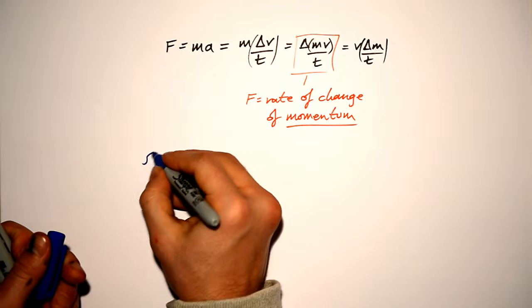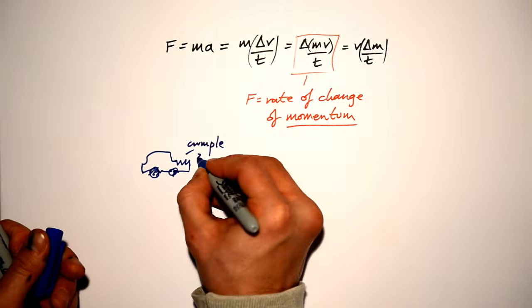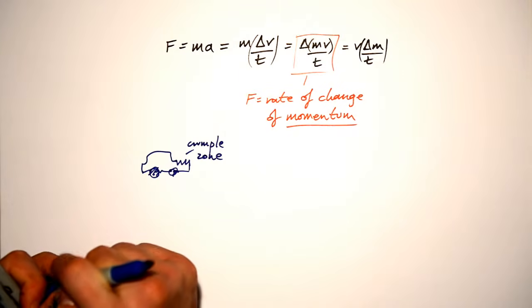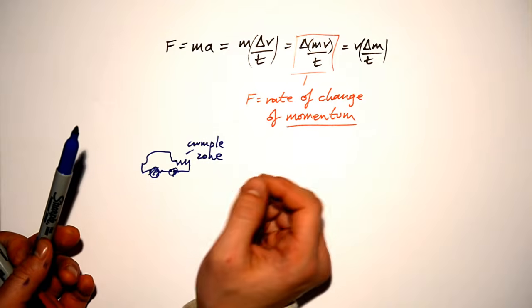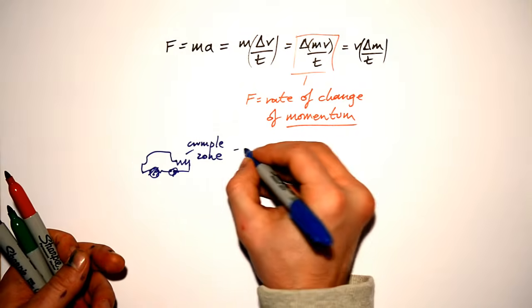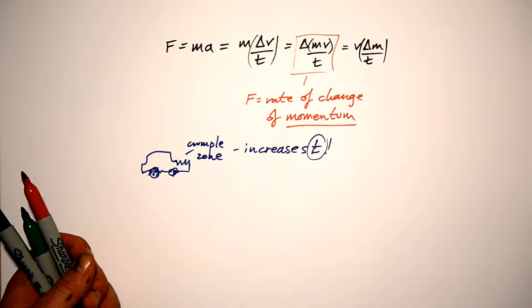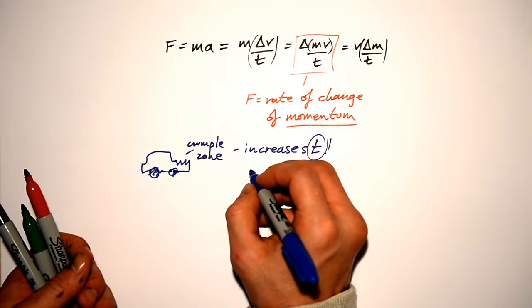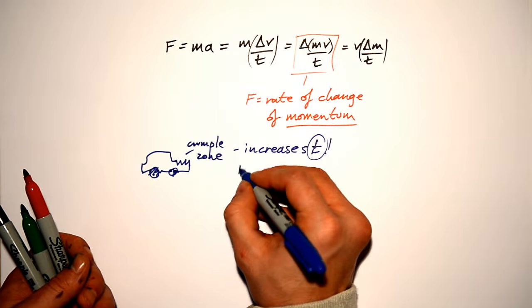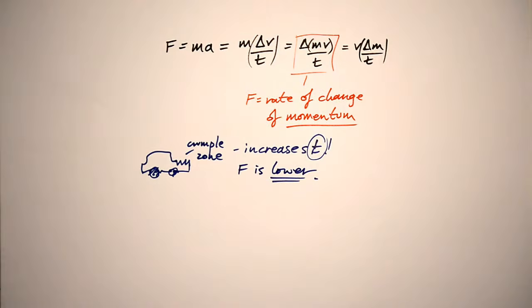So on cars, you have something called crumple zones. If you're in a car crash, your momentum is going to come down to zero every single time. That's not going to change whether you have a crumple zone or not. But what does a crumple zone do? It increases the time of the collision. What does that mean? If you increase t, that means that the rate of change of momentum is lower, so therefore F is lower.